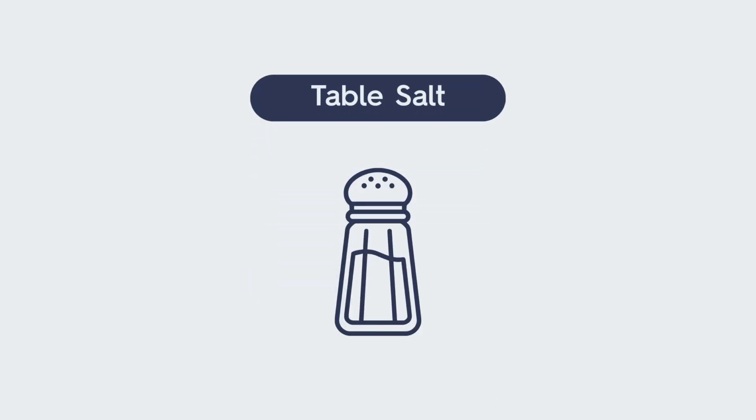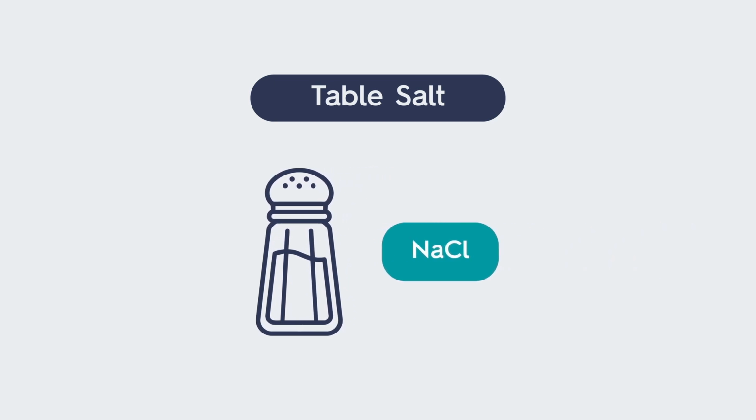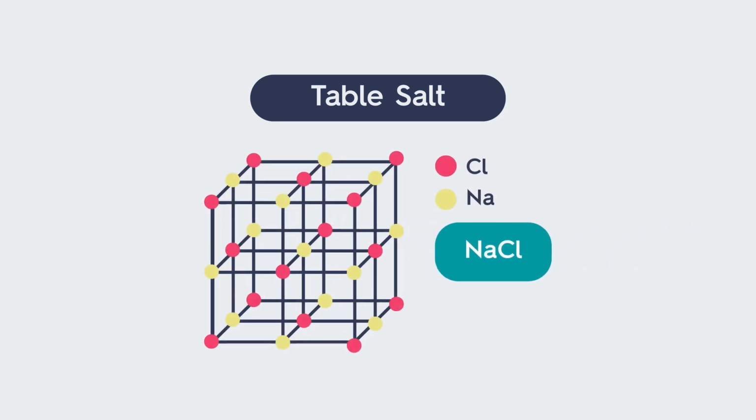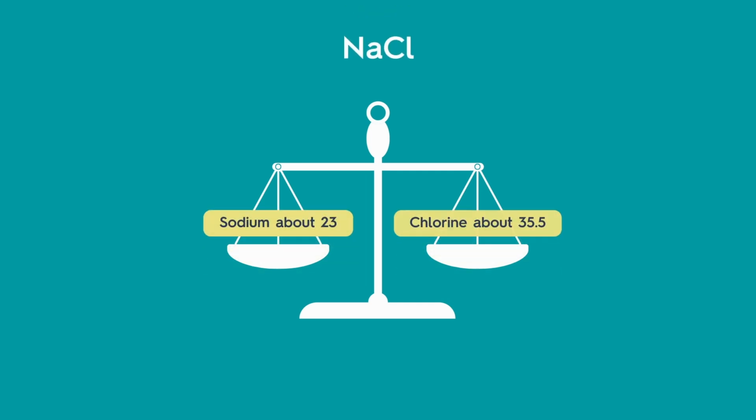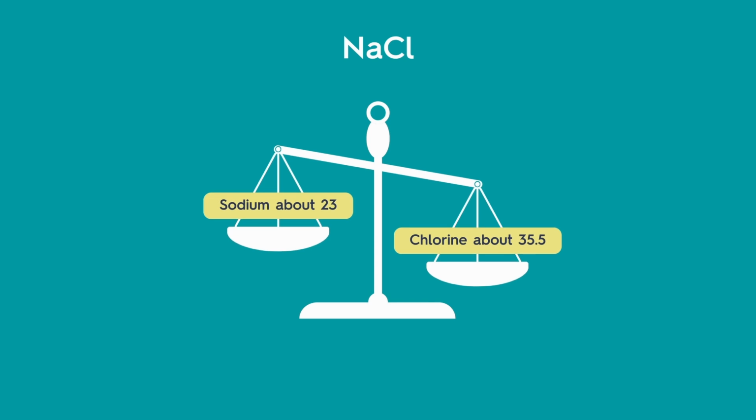Let's use table salt as our first example. Table salt is sodium chloride. Every true sample of sodium chloride has sodium and chlorine combined in a fixed proportion. To see why that proportion stays fixed, we look at atomic mass. Each element has its own atomic mass. Sodium is about 23, and chlorine is about 35.5.